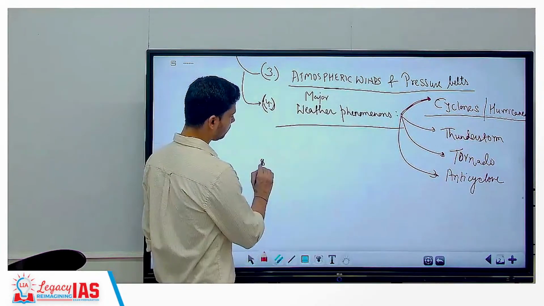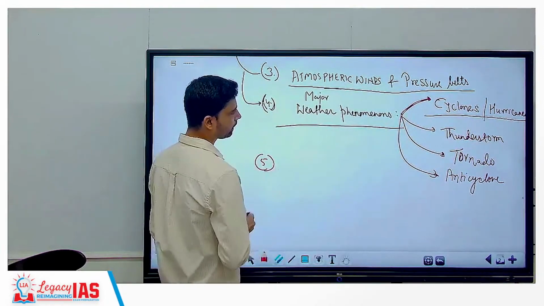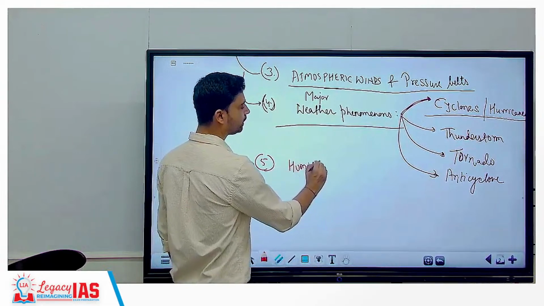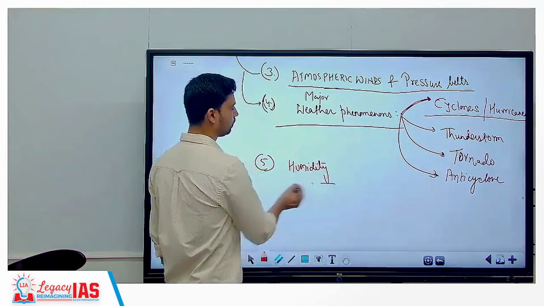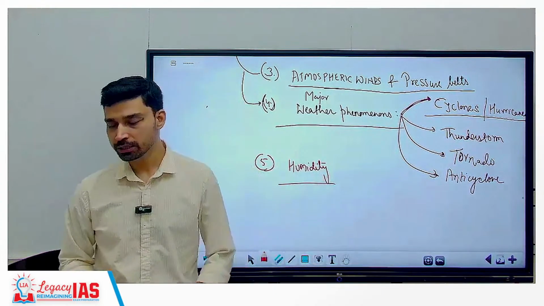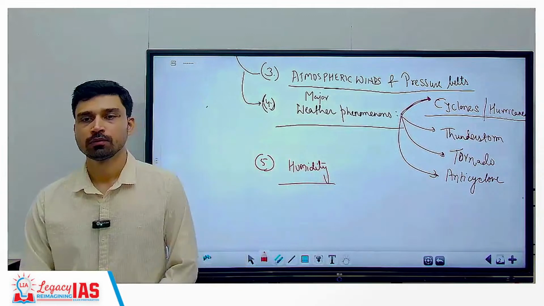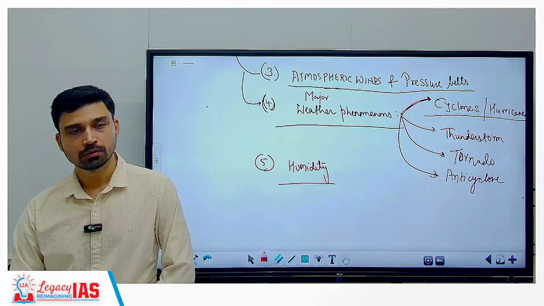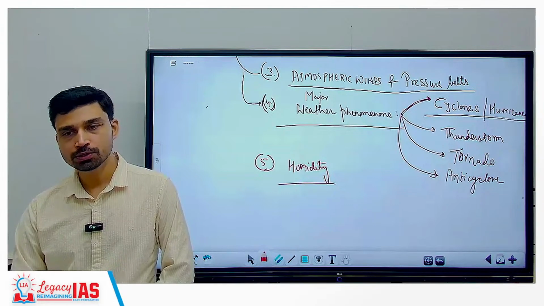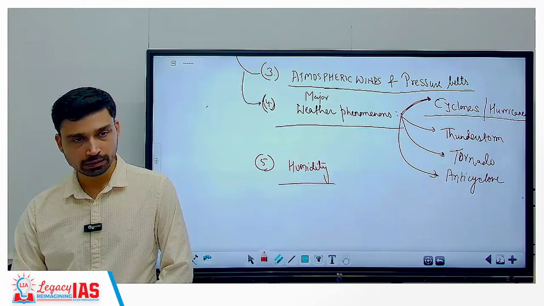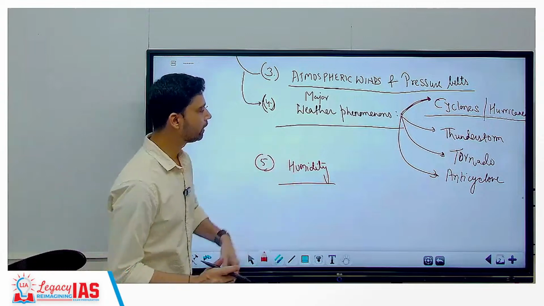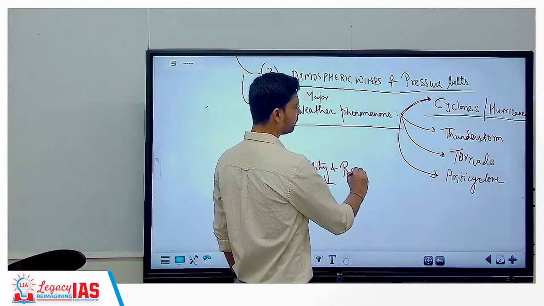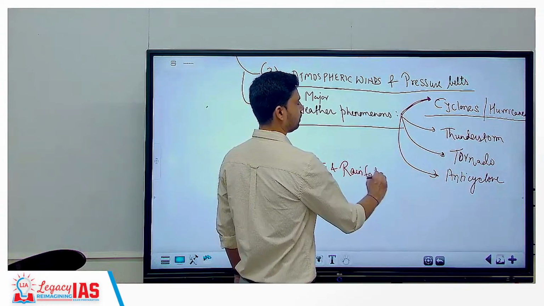The fifth and last chapter that we have to study is the concept of humidity. What is humidity? What does it refer to? Moisture. What is moisture? The presence of moisture, that is, water vapor content in the air. Humidity is related to the other phenomenon that we observe, which is rainfall.